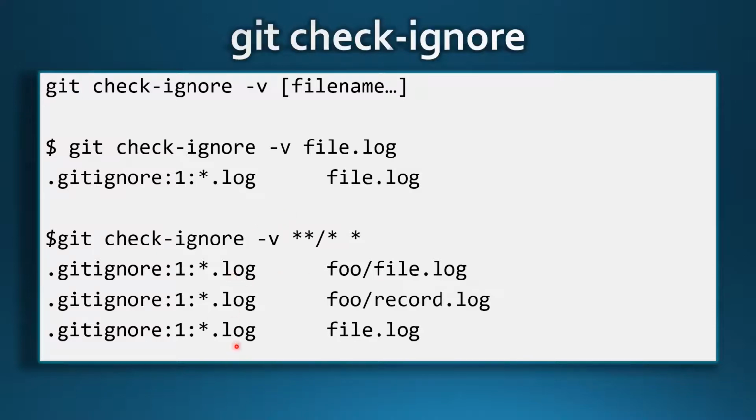And the output here goes 3 lines. So in our particular example, there was a foo subdirectory that got ignored by star.log. File.log got ignored, record.log got ignored, and file.log in the root directory also got ignored. And you can see that you can find the rule in the .gitignore file on the first line.